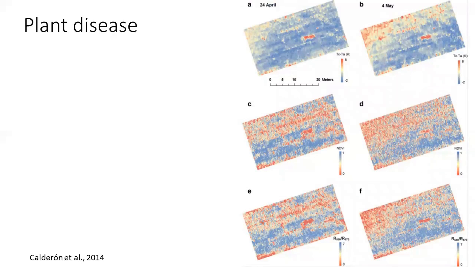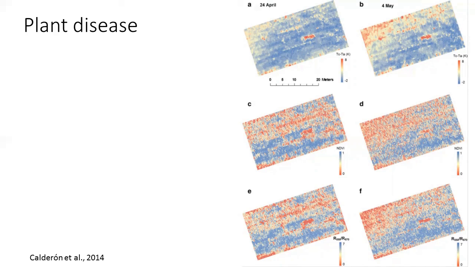So this is another example, looking at plant disease. In this case, the researchers went out and inoculated a field with downy mildew. Then after a period of time, they flew a drone over it, looking to see what kinds of information they could get, and then compared that to the exposure that they found on the ground: the incidence of disease, the severity of the disease, those kinds of things.